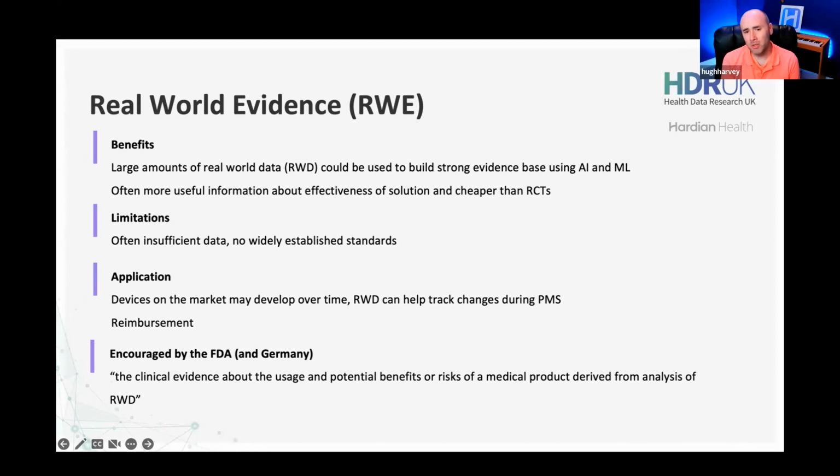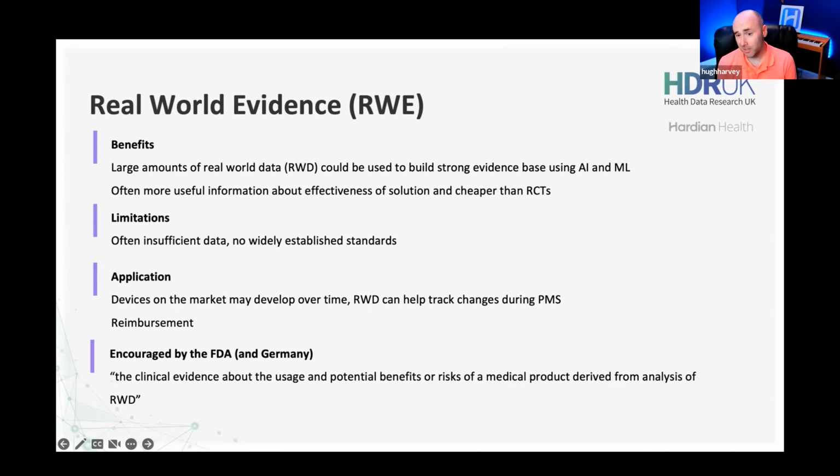And it can often be more useful in providing information about how effective your solution is. And it can be cheaper than a randomized control investigation as well, because you don't necessarily have to have a comparator arm. You're just testing the device in situ in patients without a case control or cohort arm within a study design. But of course, all clinical investigation designs, including real world evidence, can have limitations.